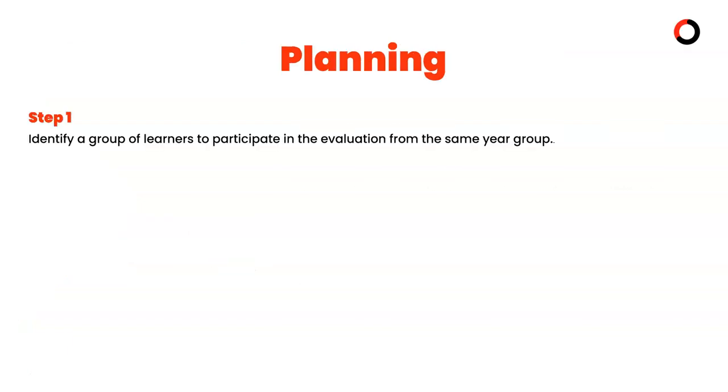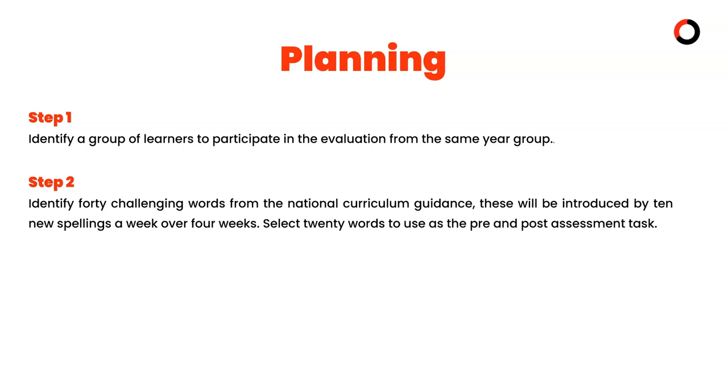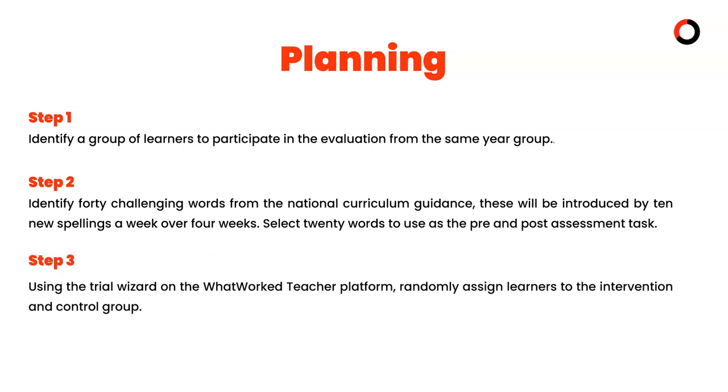Planning stage. Identify a group of target learners to participate in the evaluation from the same year group. Step 2. Identify 40 challenging words from the National Curriculum Guidance. These will be introduced by 10 new spellings a week over 4 weeks. Then select 20 of these challenging words to use as your pre- and post-assessments. These will be the same for both. Step 3. Using a trial wizard on the What Word Teachers platform, randomly assign learners to the intervention and control group.